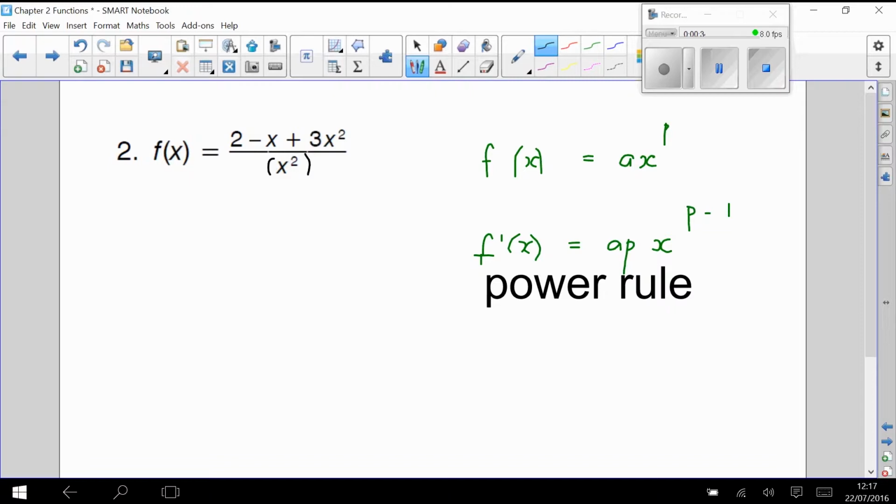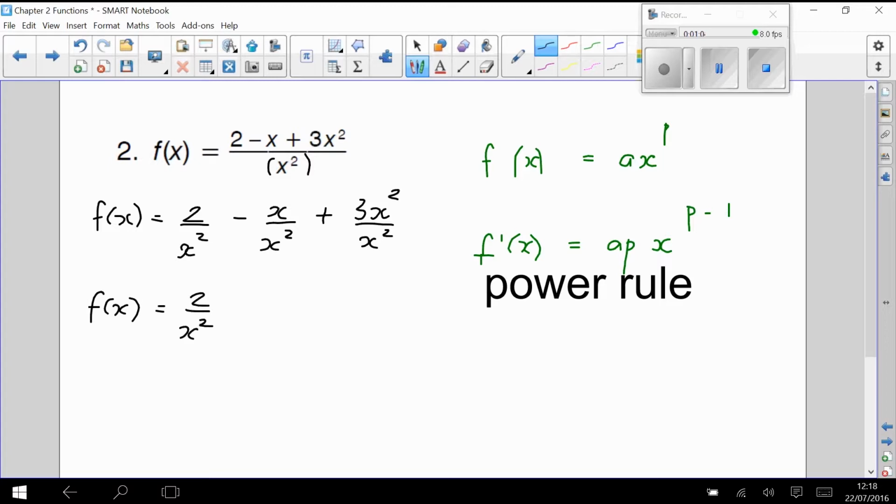So before I find my derivative, I'm actually going to write this so that I can recognize what this could be if I could get all my x's into the numerator. So f of x over here could in fact have been written as 2 all over x squared minus x all over x squared, and then plus 3x squared all over x squared. Simplifying this expression for f of x, I find that I've got 2 all over x squared minus 1 all over x, and then plus 3.